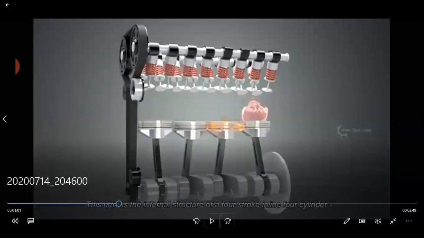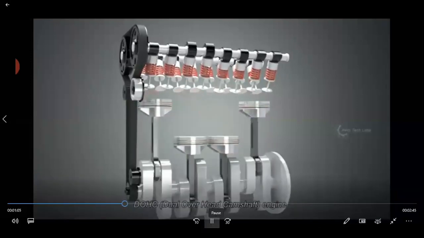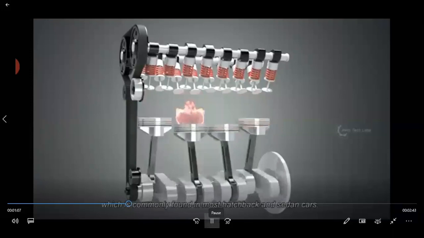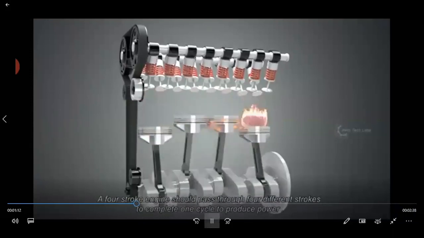Okay, students, let us see. This is the total engine, and then we will see one cylinder.